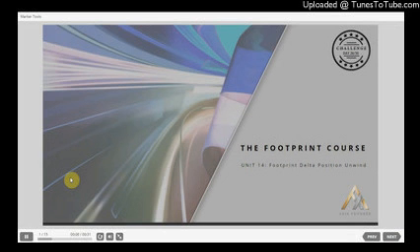The Footprint course, Unit 14, the Delta Position Unwind. This is challenge day 26 of 30.